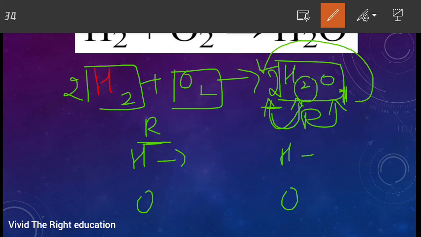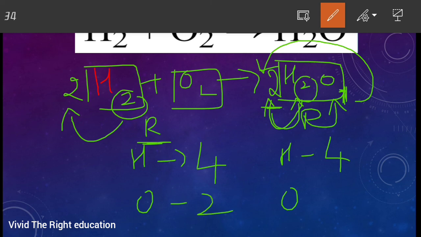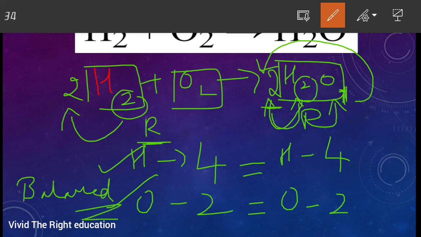Now we'll see in the next step how many hydrogens we have. We have 2 hydrogens earlier and this is multiplying with this 2 and we got 4. On the product side we got 4, and oxygen we have 2 on the reactant side and 2 on the product side. So it is equal and this is also equal. So both hydrogen as well as oxygen are balanced now, right? So now the equation is balanced.